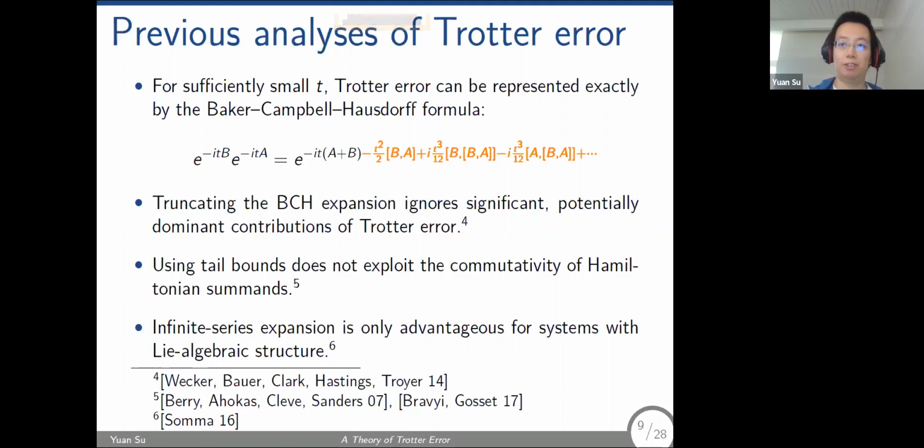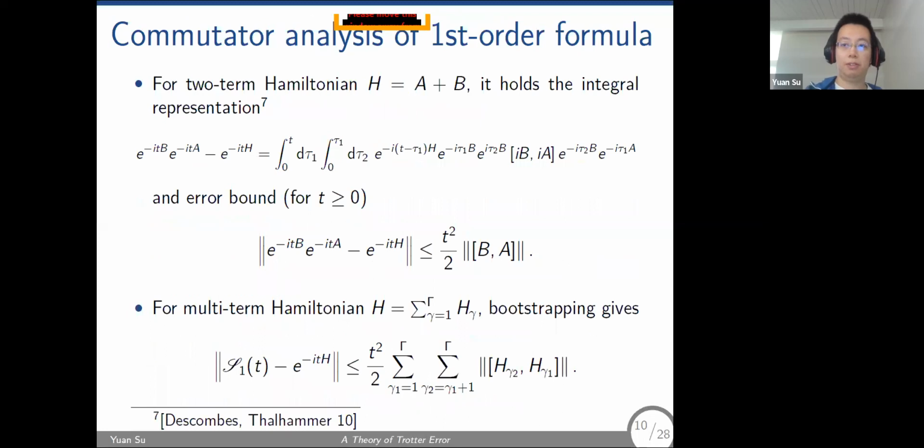for simulating general systems. But instead, there are some previous approaches that can help you analyze low-order product formulas. So for example, first-order formula and second-order formula. So here's a sketch of the analysis for the first-order formula. So remember, we are still looking at the simple case where you have a two-term Hamiltonian.